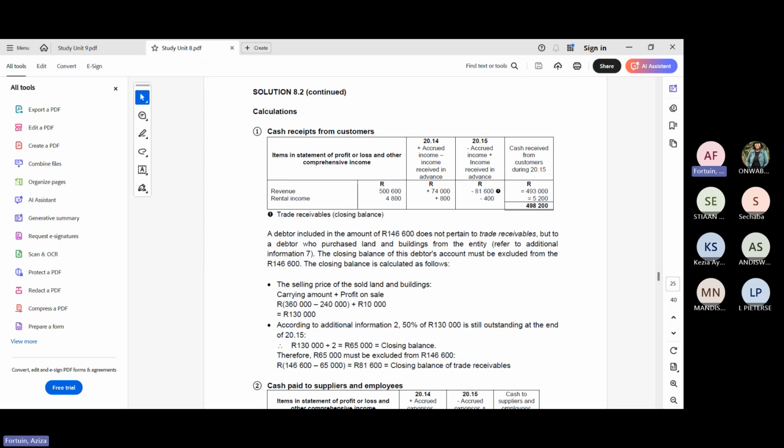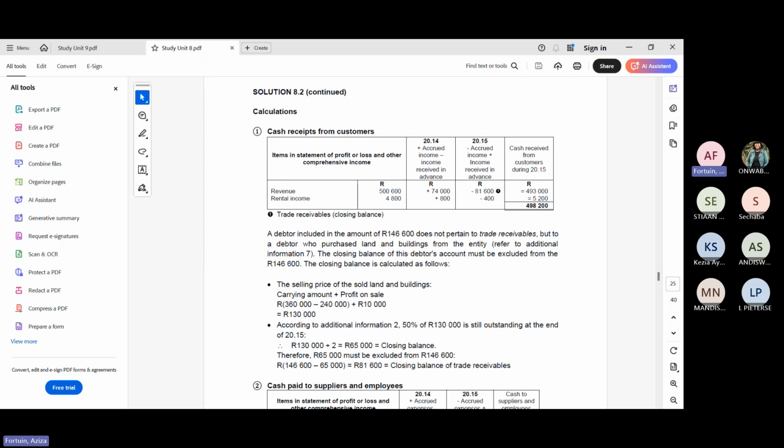Okay, this one was slightly more complicated because this debtor probably purchased some land. So the 360 minus the 240 plus the 10,000 rand is equal to the 130, right? According to the additional information, 2.5% of 130,000 is still outstanding at the end of the year. So therefore the 65,000 must be excluded. And that's how they got to the 81,600.